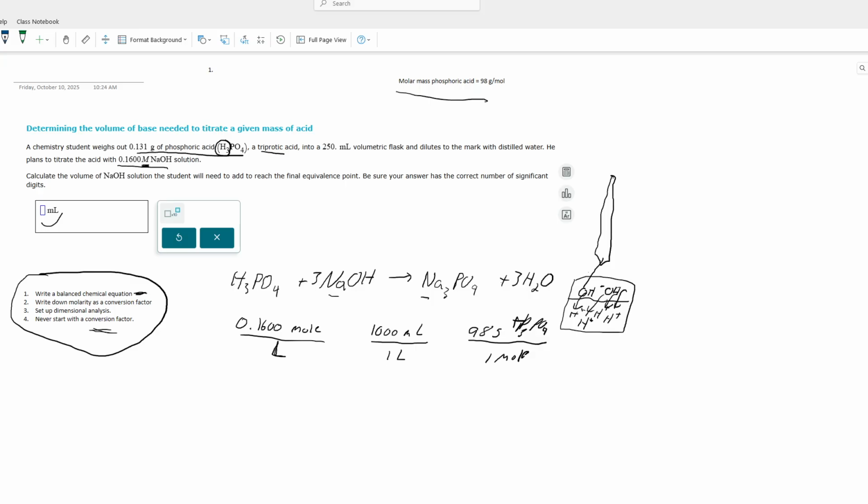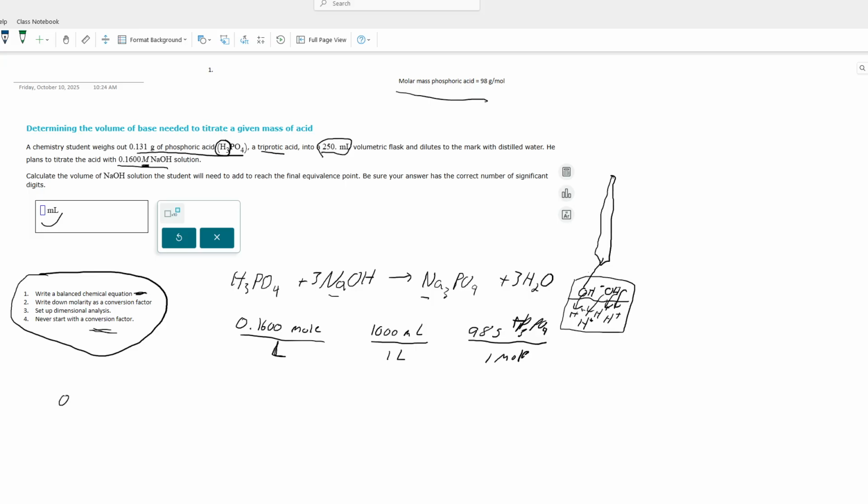All right, so let's go ahead and set up that dimensional analysis. Sometimes it's hard to know where to start in these. I'll grant you that that's something to do. I never start with a conversion factor. Turns out that this 250 mils is just telling us the volume of the volumetric flask. I don't really need to use that at all. I'm going to start with that grams of phosphoric acid.